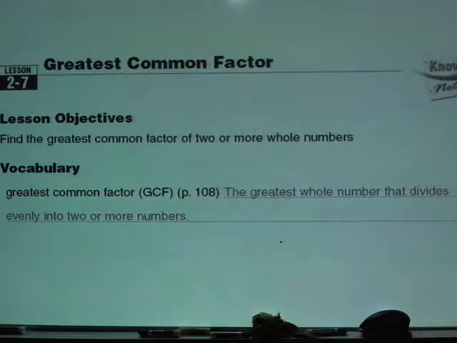Now, the reason I say one possibility is that technique works great if you have generally smaller numbers to work with. If you have larger numbers to work with, though, that really could take a long time, and there's another method that we can use to find the greatest common factor when we have those bigger numbers to deal with, which is something you'll see in the presentation here today.